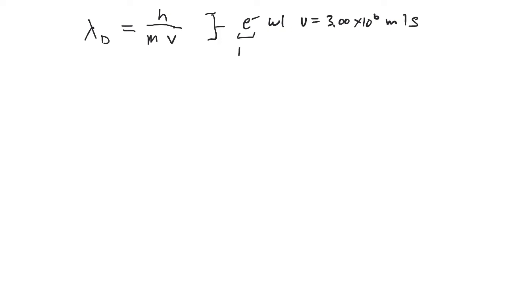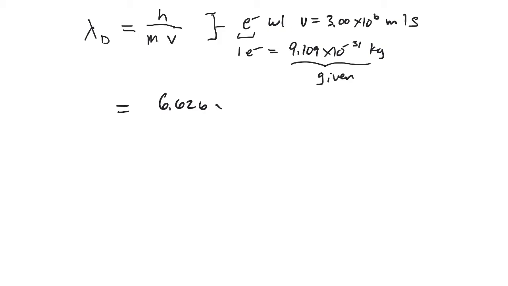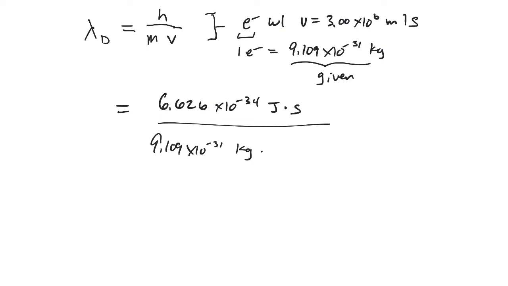Now the mass of one electron is 9.109 times 10 to the minus 31 kilograms. This is a given, and the velocity is also a given. I don't expect you to know the mass of the electron off the top of your head. Expect that to be provided to you if you need to do a calculation like this. The way this will go, we'll take 6.626 times 10 to the minus 34 joules times seconds, divide that by 9.109 times 10 to the minus 31 kilograms, and then times 3.00 times 10 to the 6.